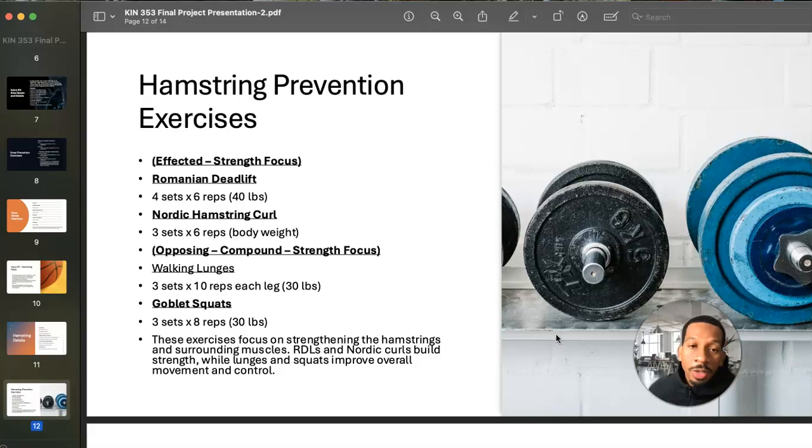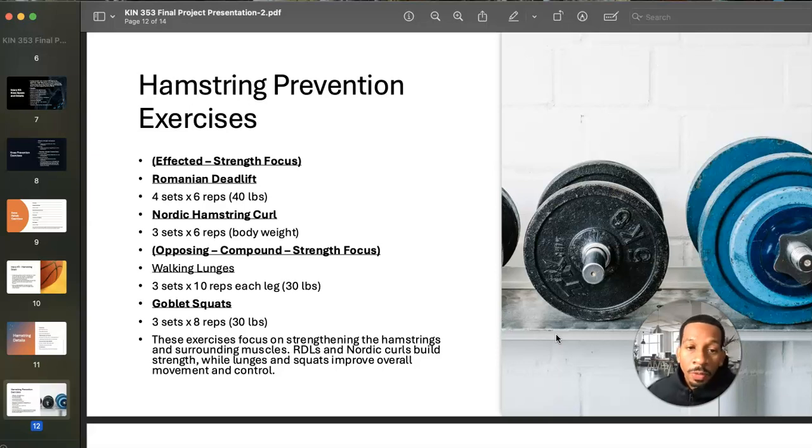For prevention exercises, we'll focus on the affected area with the strength focus. Again, you can see I like Romanian deadlifts. We'll do Romanian deadlifts, 4 sets, 6 reps with 40 pounds. And we'll do Nordic hamstring curls with 3 sets, 6 reps with their body weight.